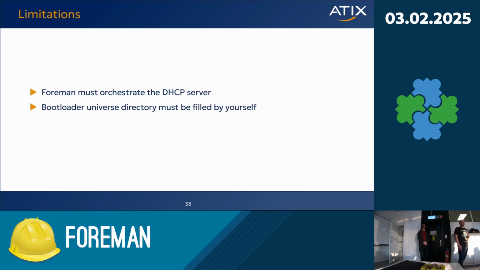There are also some limitations in this approach. First, we use the DHCP file, so Foreman must orchestrate the DHCP server. And up to now, the bootloader universe directory must be filled by yourself. There is documentation, so have a look at the Foreman docs. You will be told where you can find the shim and grub binaries for the most common operating system vendors, and how to download them, extract them, and move them into the bootloader universe.